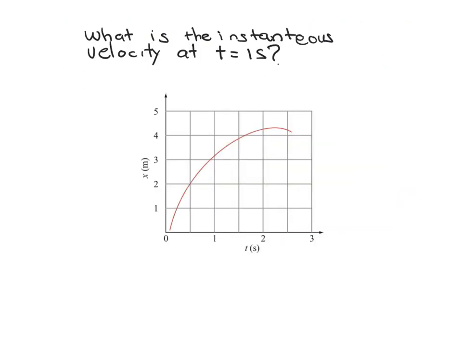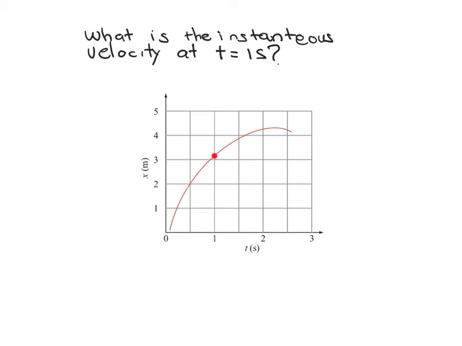So the example I'd like to consider is an object moving in one dimension in which its position, x, measured in meters, as a function of time measured in seconds, is given by the following red position versus time curve. And the question is, what is the instantaneous velocity of such object at time t equals 1 second? So to answer that question, I need to construct a straight line that is tangent to the curve at t equals 1 second, and then calculate the slope of said tangent line.